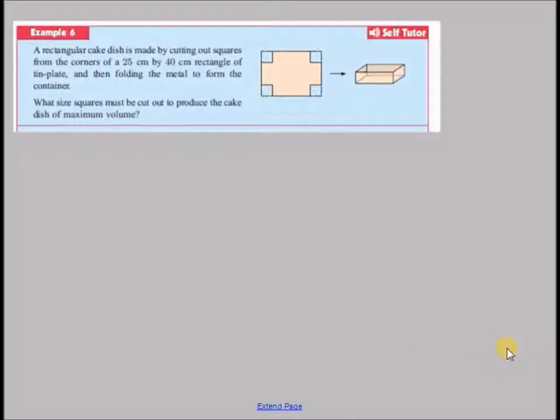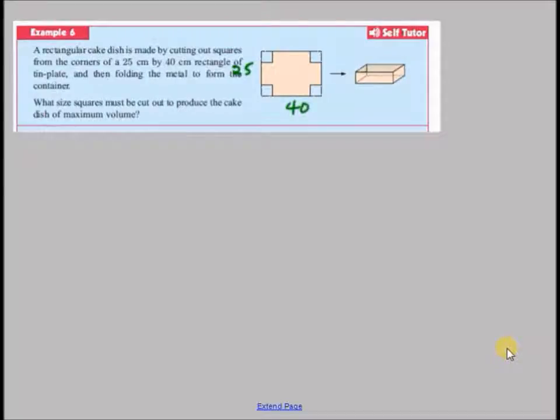Example 6. A rectangular cake dish is made by cutting out squares from the corners of a 25 centimeter by 40 centimeter rectangle tin plate and then folding the metal to form the container. What size squares must be cut out to produce the cake dish of maximum volume? So we have a diagram here. We're going to start labeling it. So it's 25 centimeters by 40 centimeters.